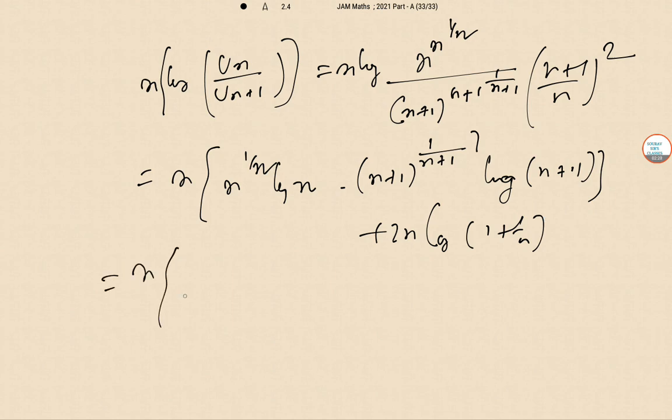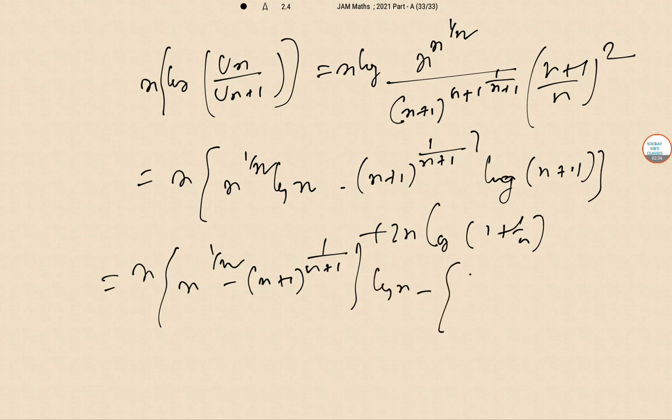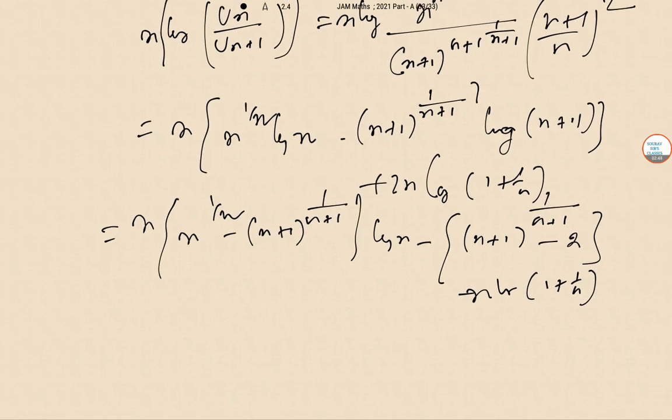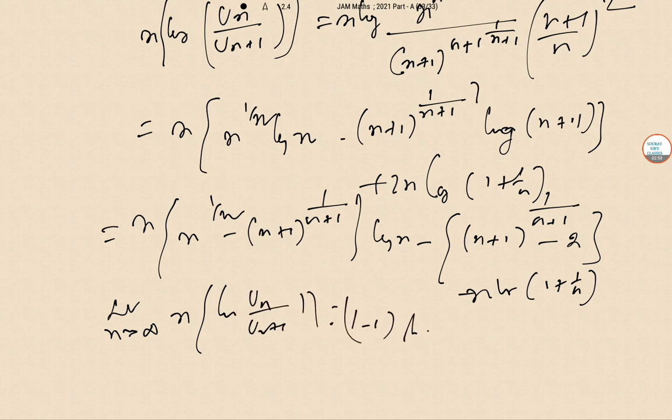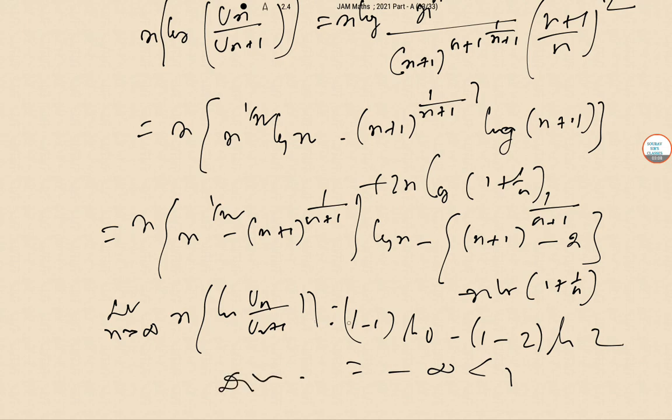So n can be taken common: n to the power 1 by n plus 1 by n plus 1, and this will be multiplied by log n, and here it will be n plus 1 by n plus 1 minus 2 into n of log of 1 plus 1 by n. So from this we get limit n tends to infinity n log of un by un plus 1. This part is 1 minus 1 log 0 minus 1 minus 2 log 2. So this is minus infinity, less than 1. So this is also divergent. That's it.